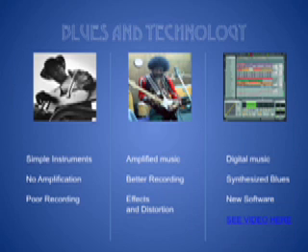This final slide looks at the technological development and its impact on blues music. As we can see, early instruments such as the diddley bow, which was made up of a plank of wood with a piece of wire nailed to it, were eventually replaced by electronic instruments and equipment. This led to better recording standards and more experimental styles.